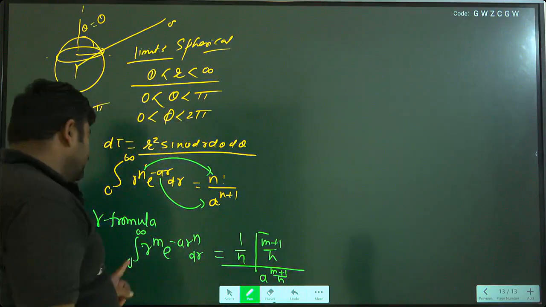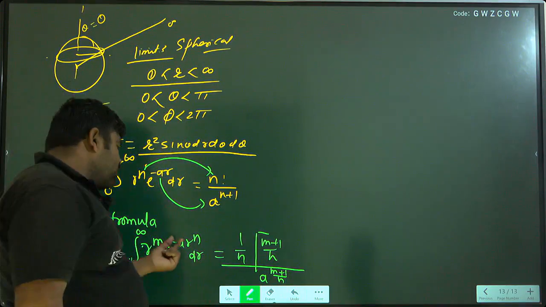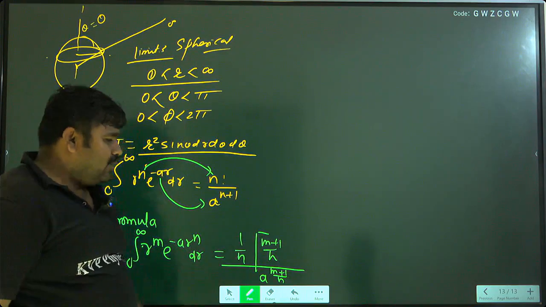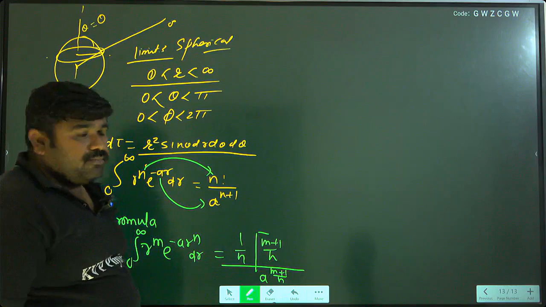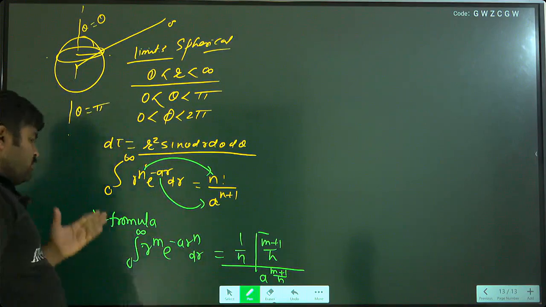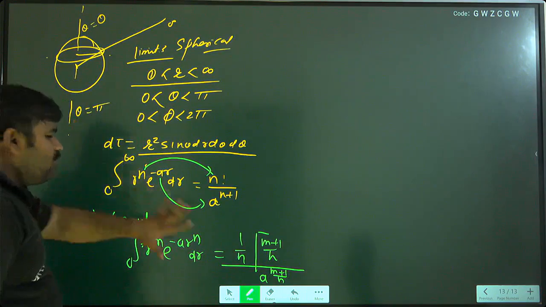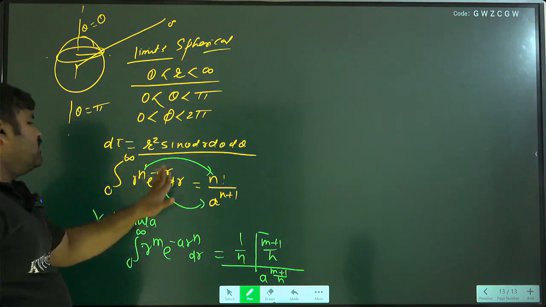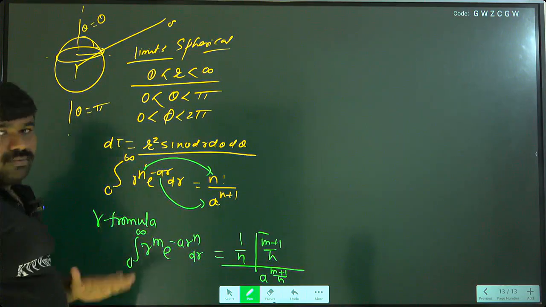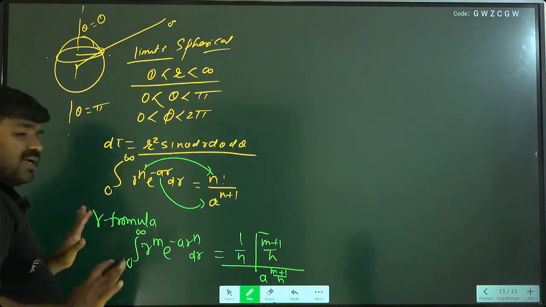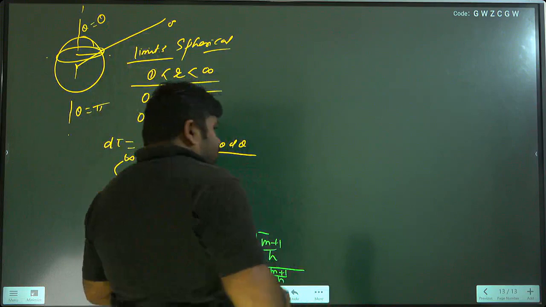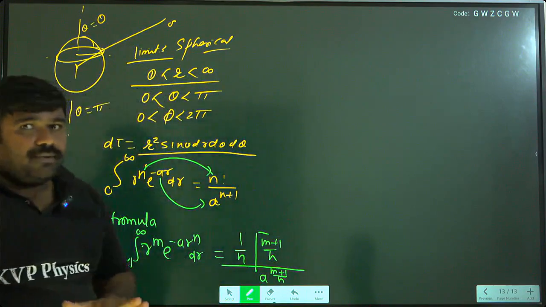समझ में आ रहा है? 0 to infinity r to the power m, e to the power minus a r to the power n dr is equal to 1 upon n gamma (m plus 1) upon n, a to the power (m plus 1) upon n. Means as you wish, लेकिन हाइड्रोजन एटम में तो नो नीड टू यूज द गामा इंटीग्रल. जस्ट डायरेक्ट वी कैन यूज द 0 to infinity r to the power n e to the power minus a r dr is equal to n factorial upon a to the power n plus 1. That's it.